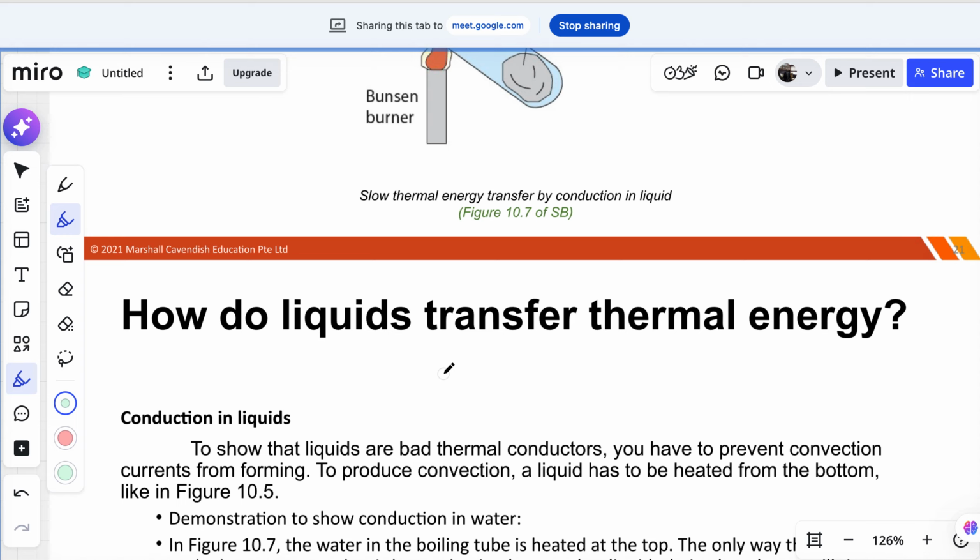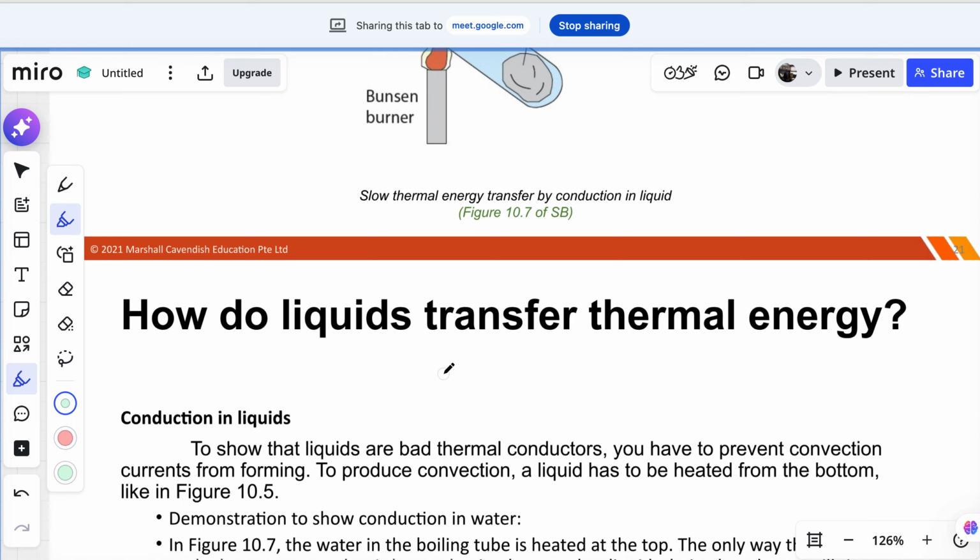Remember, conduction and convection require particles to carry the energy. But radiation does not require any particles to carry the heat, the thermal energy. Now, know that thermal radiation is infrared radiation, okay? And that all hot objects emit radiation.